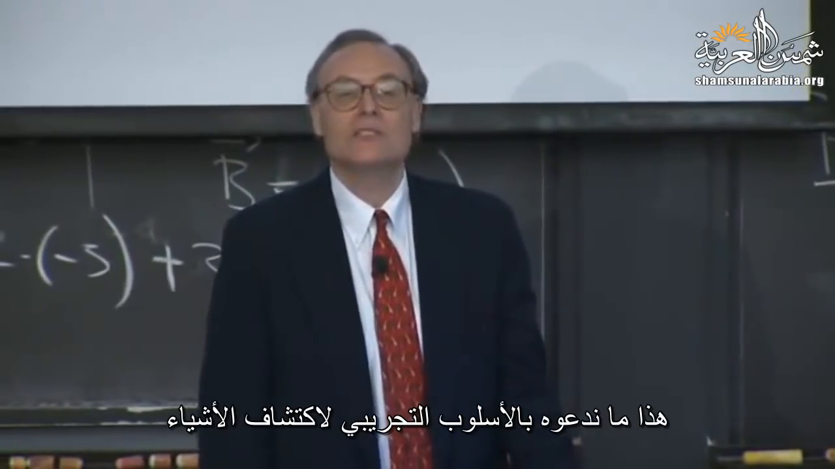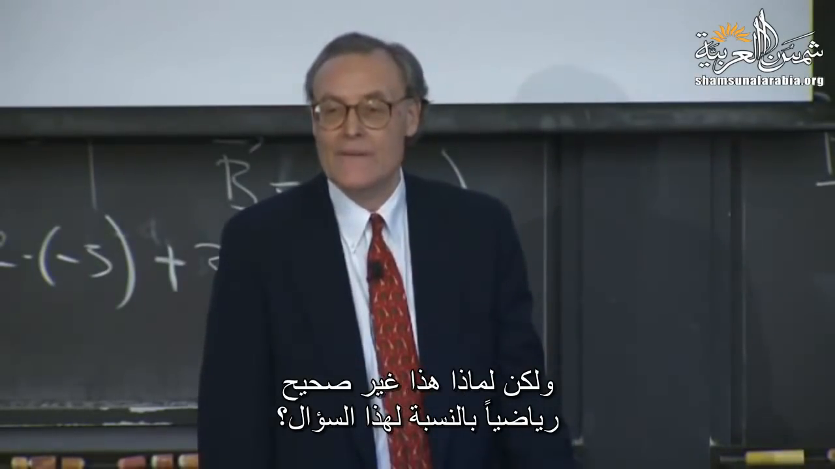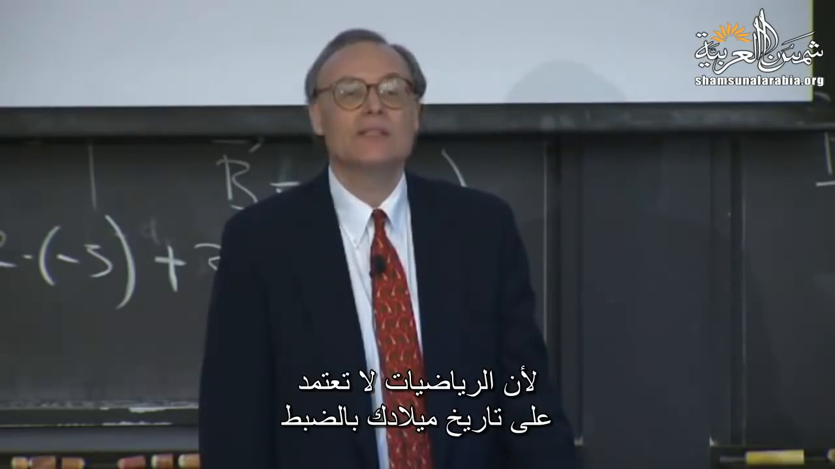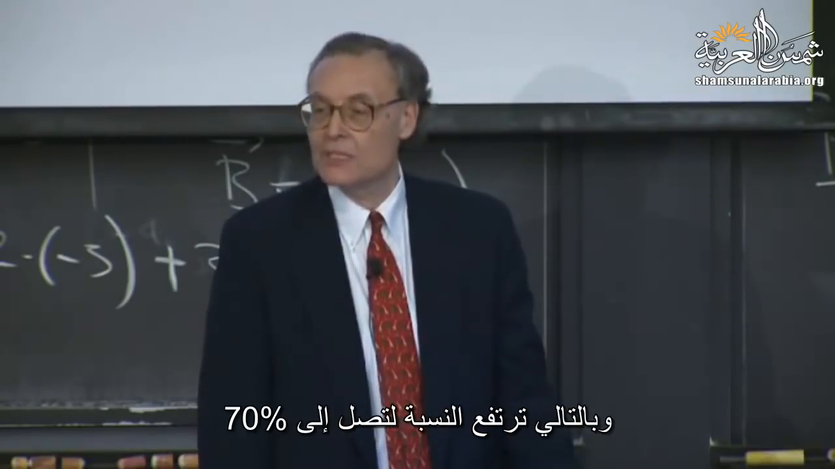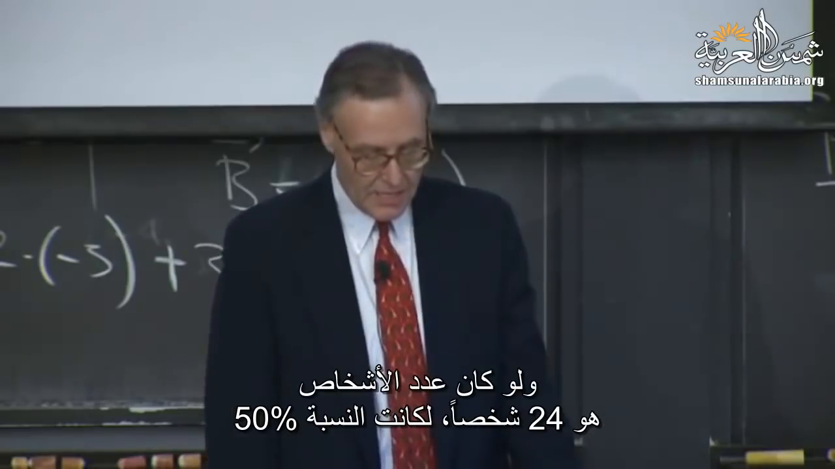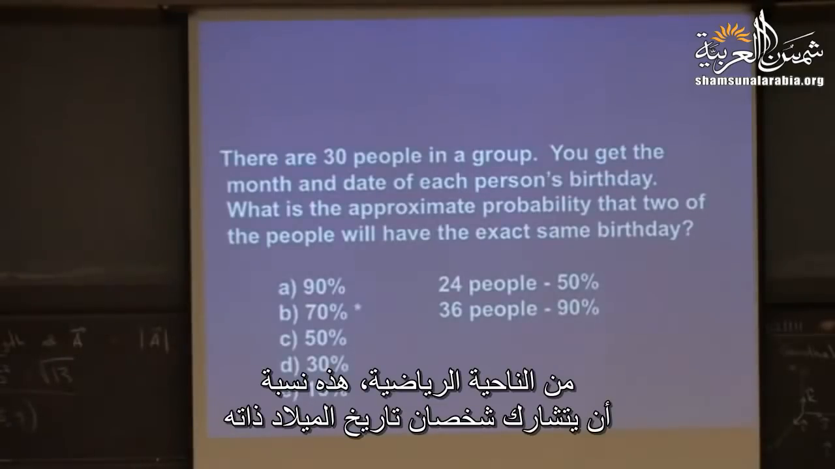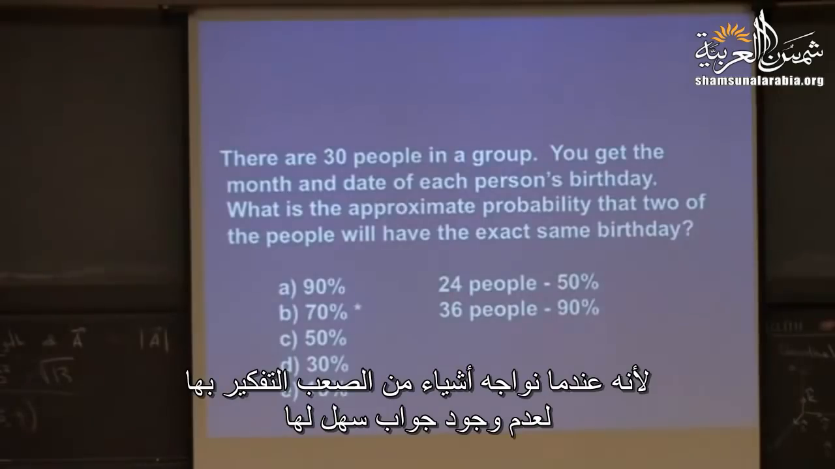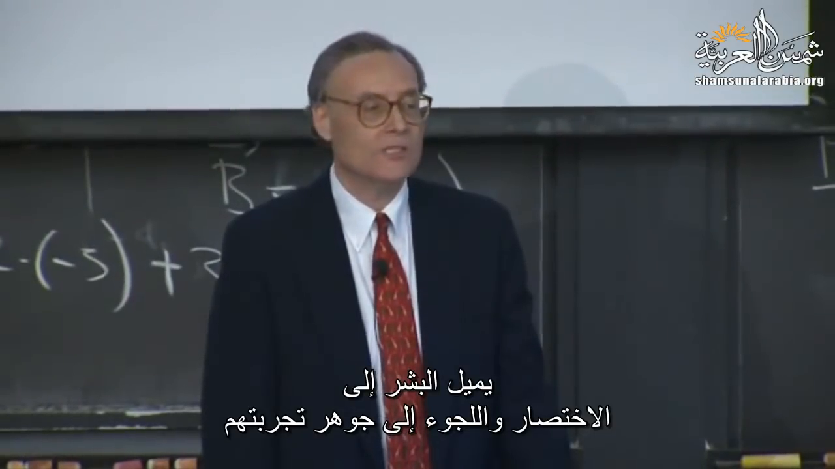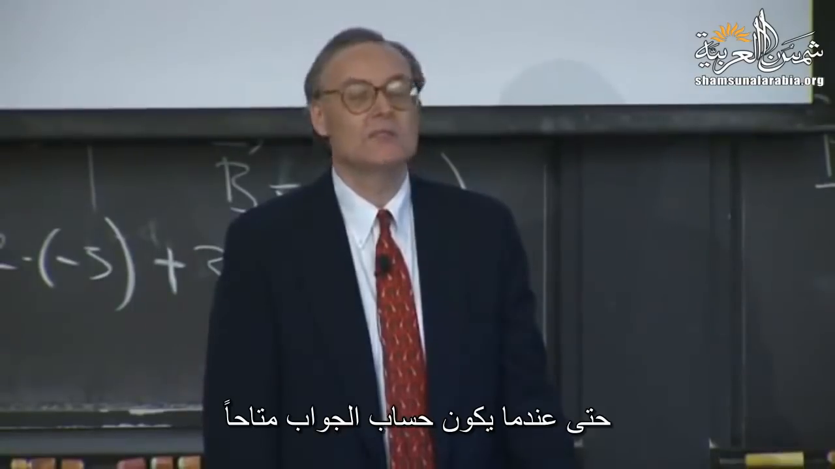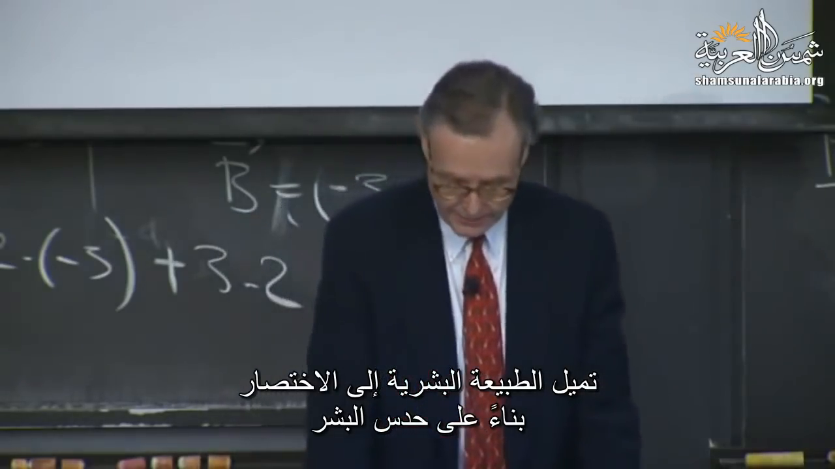But that's what we call a heuristic, a simple way to think about it, because your experience is kind of like that. But why is that incorrect mathematically for this question? Because the math depends on not that it's exactly your birthday, but any pair of birthdays among the 30 people. And then it goes way up. In fact, it goes to 70%. And if it's 24 people, 50%. And if you're a group of 36 people, there's a 90% chance, just mathematically, that two people will share the same birthday, okay? Because when we face things that are hard to think about, because there's no easy answer, humans tend to take shortcuts and say, what's the gist of my experience? And that's what I think the answer is, even when a calculable answer is available. It's human nature to make a shortcut based on your sense of your experience.